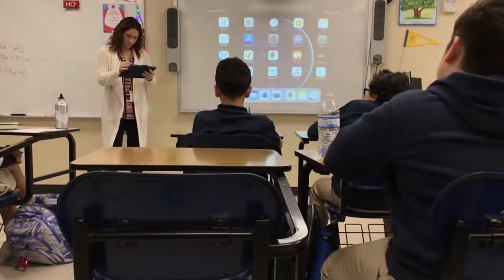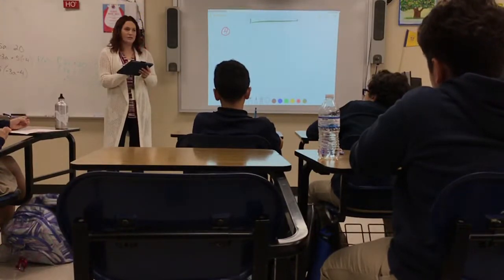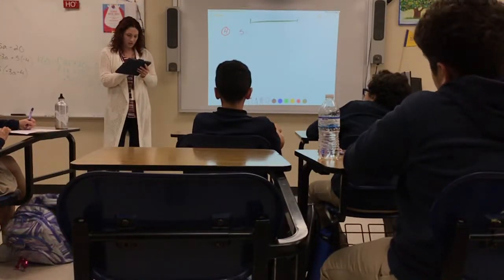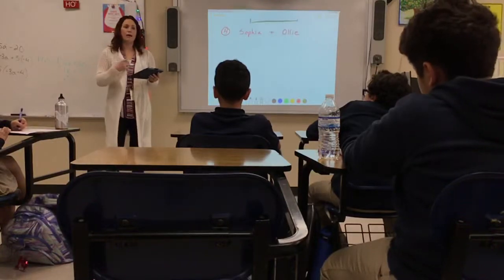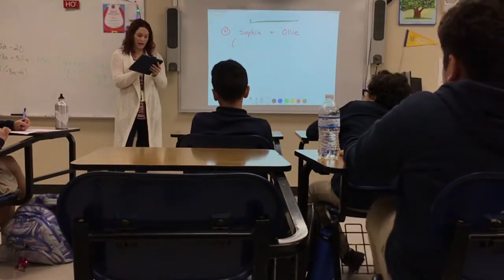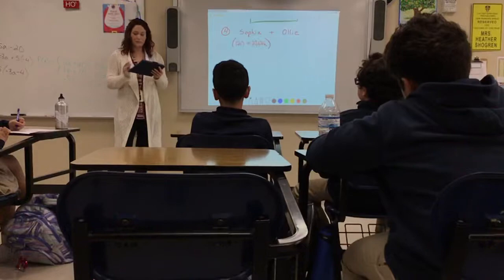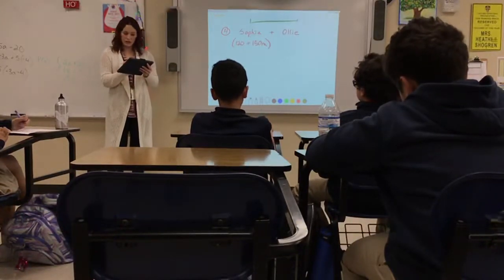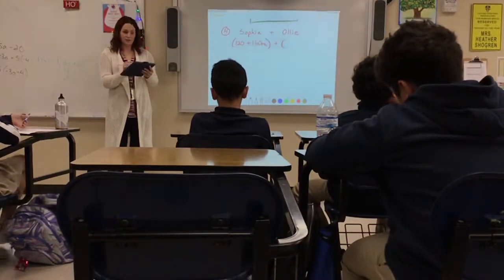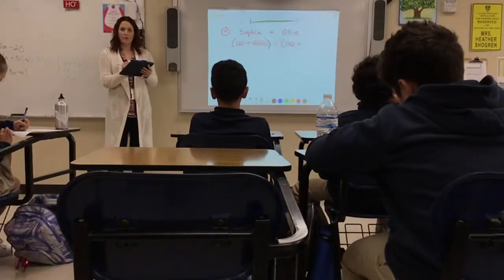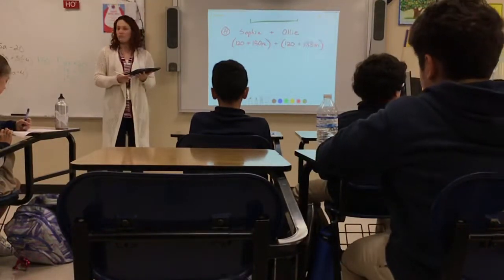Okay, so let's write that down. This is number 4. I know they both started at 120. So this is what we're trying to do. We're trying to find Sophia plus Ollie, the total money that they've got. Sophia started at $120 and added in $150 every month. And Ollie started at 120 as well, but added 135m every month.